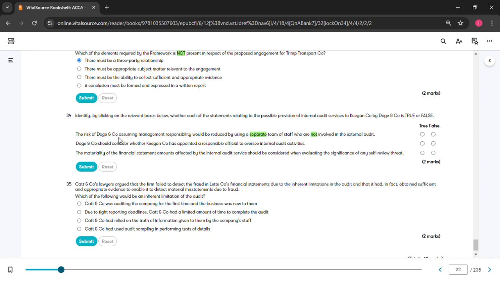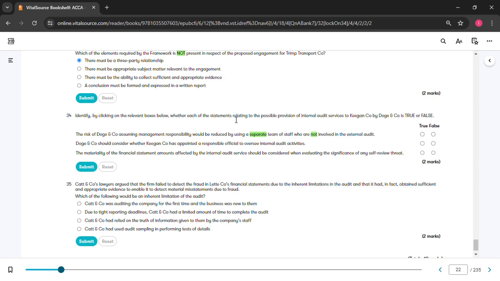The risk of Dodgy and Company assuming management responsibility would be reduced by a separate team who are not involved in the audit. What will happen if you are doing, see, a financial statement audit and you are talking about internal audit services also? Which threat will be there here? Self-review. You are doing audit as well as internal controls. You are doing both the things, or even if it is separate teams, there is a self-review threat.